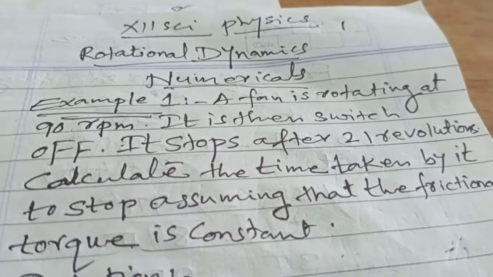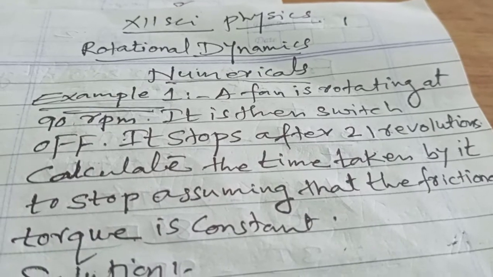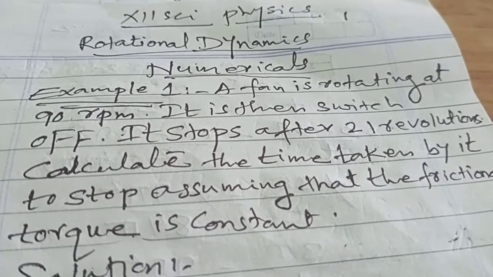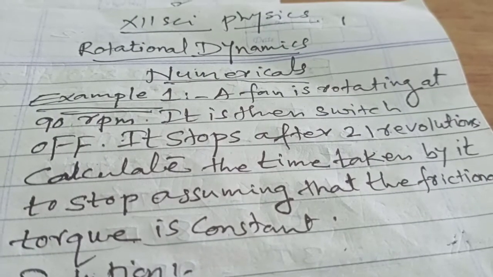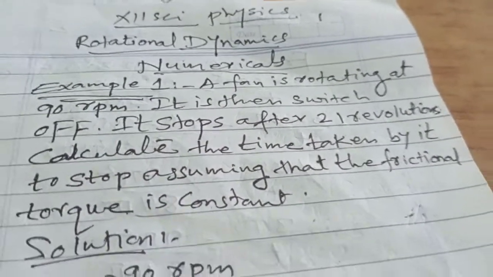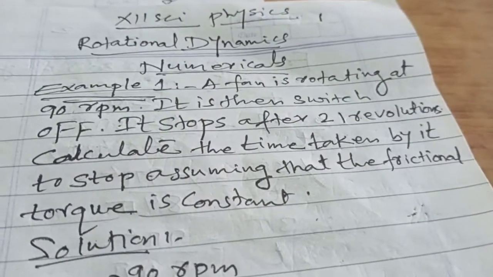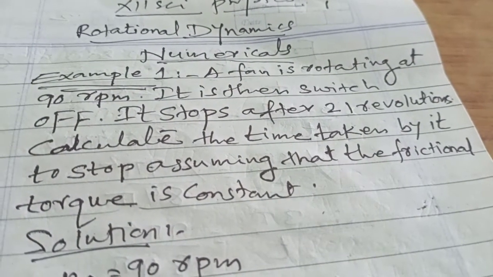Example number 1: A fan is rotating at 90 rotations per minute. It is then switched off. The fan stops after 21 revolutions. Calculate the time taken by it. How much time is taken for the fan to stop?